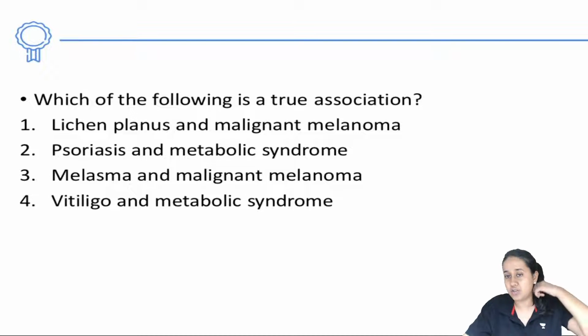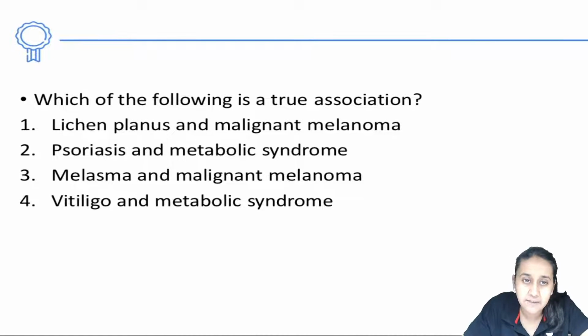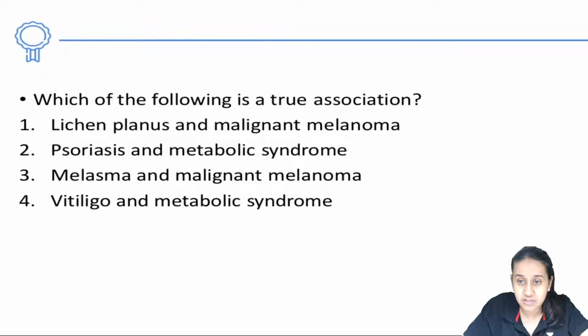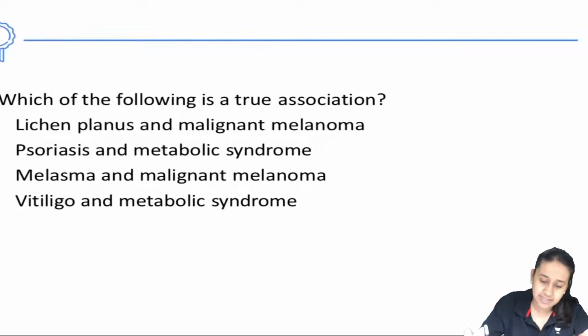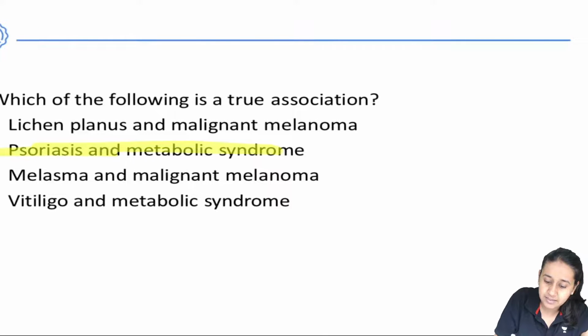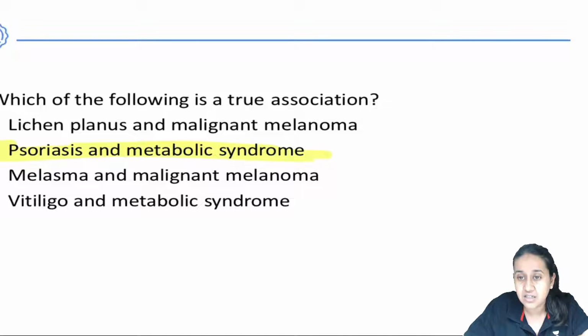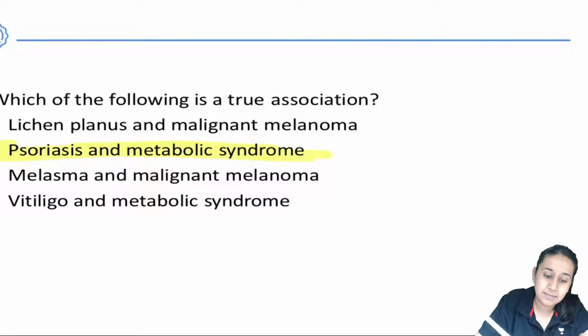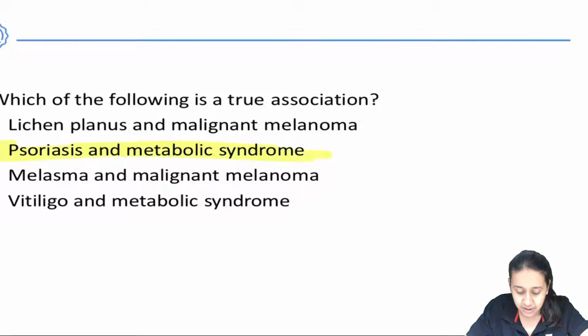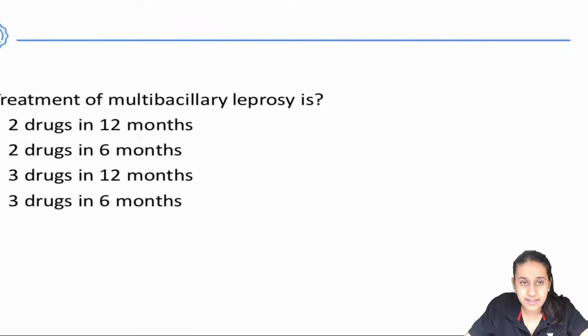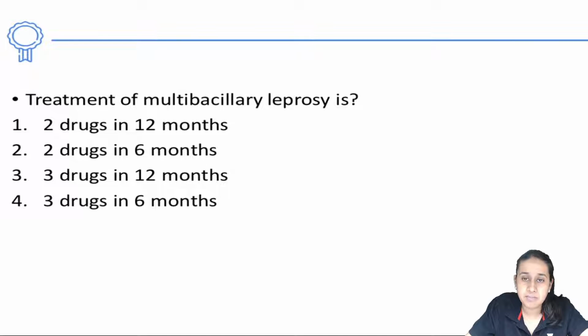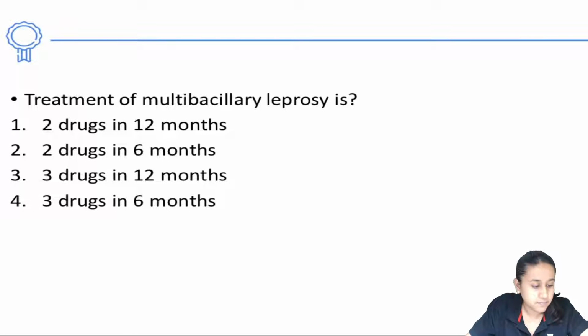Which of the following is a true association? I think we have done this question recently. I want everyone to remember this. The true association amongst the options provided is, yes, you're right, psoriasis and metabolic syndrome. There's an increased risk of development of obesity, hyperlipidemia, diabetes mellitus, and ultimately heart issues in patients of psoriasis.